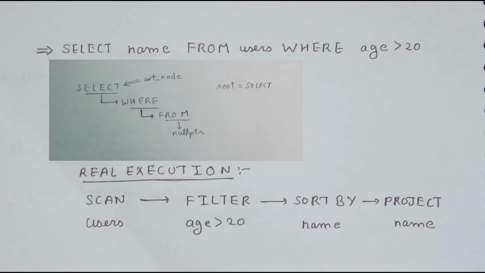Then the real execution. How does the real execution vector look like? First we scan, right? We will scan all the rows. Then we filter all the rows that satisfy the condition. And then sort by, we will arrange the rows in ascending or descending order. And then project, we will select only those columns that the user wants to see, right?